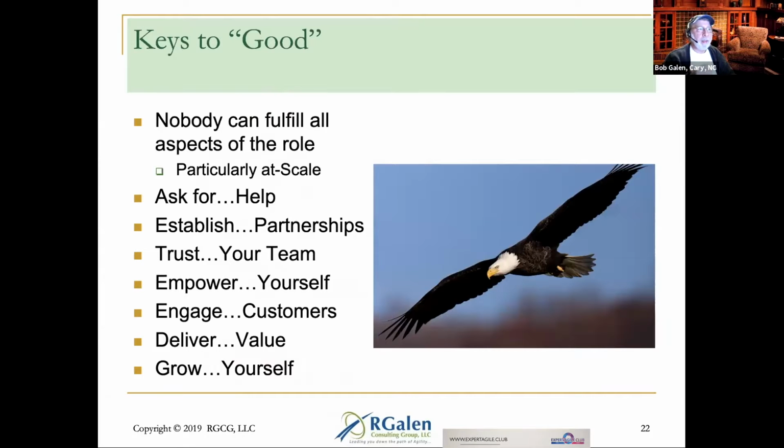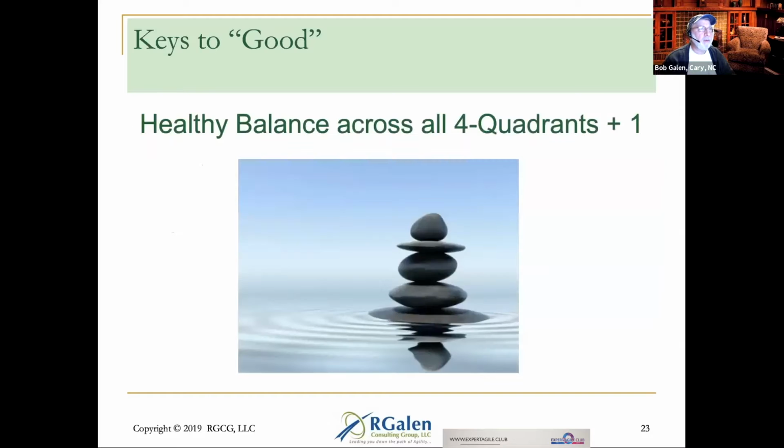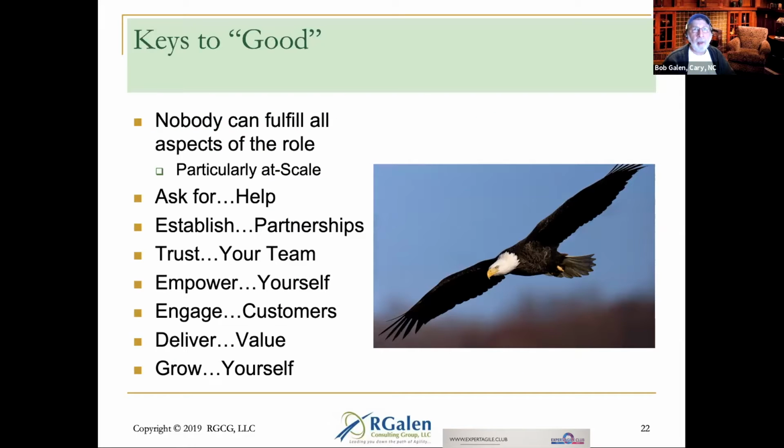What I want to get out now is I want to stop. I want you to stop and I want you to factor in quadrant five. So think about what I said for quadrant five. And I want you to go back to the four quadrants, go back to your percentages, and adjust everything to factor in you.